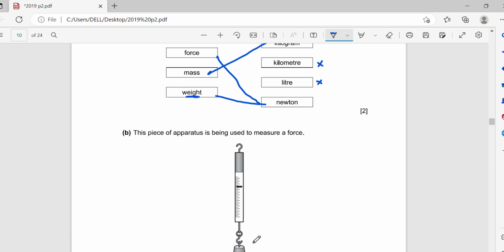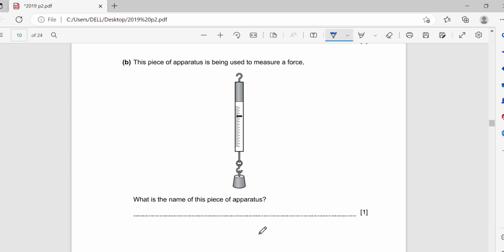This piece of apparatus is being used to measure force. احنا عارفين ال apparatus ده اسمه ايه. What's the name of this piece of apparatus? Great, it's called the spring scale. أو in other words نقدر نقول عليه ال force meter. Both are correct.